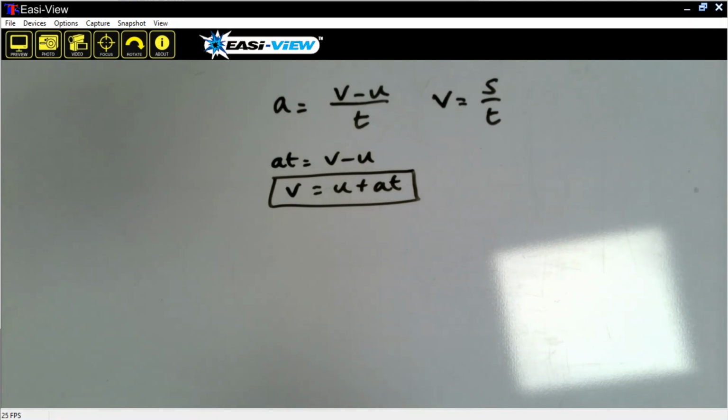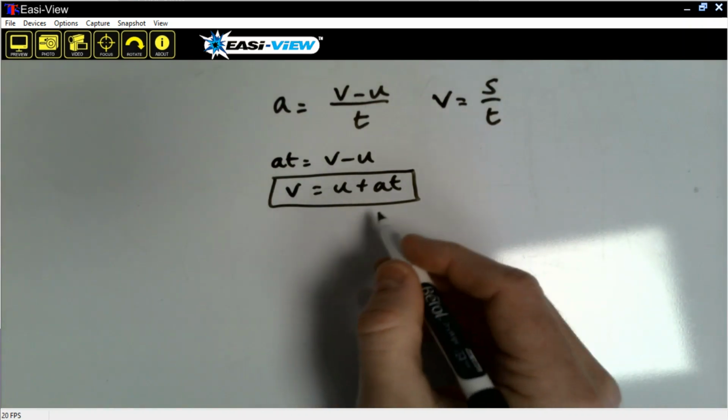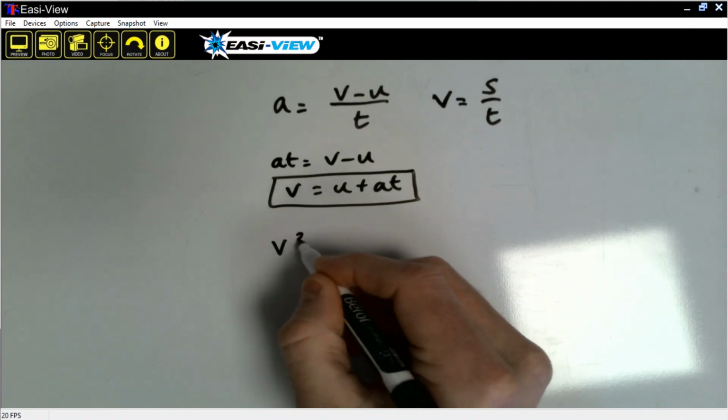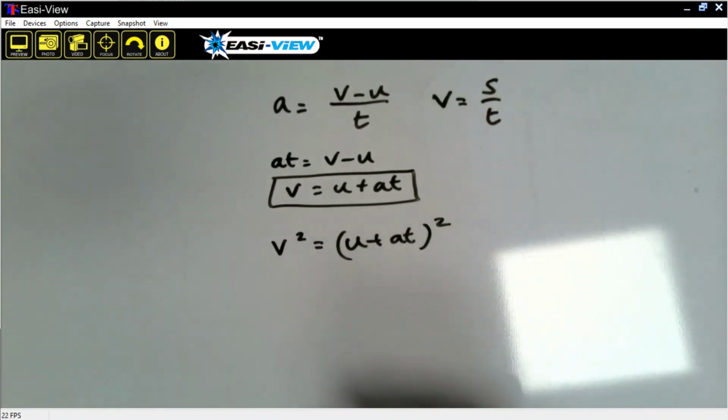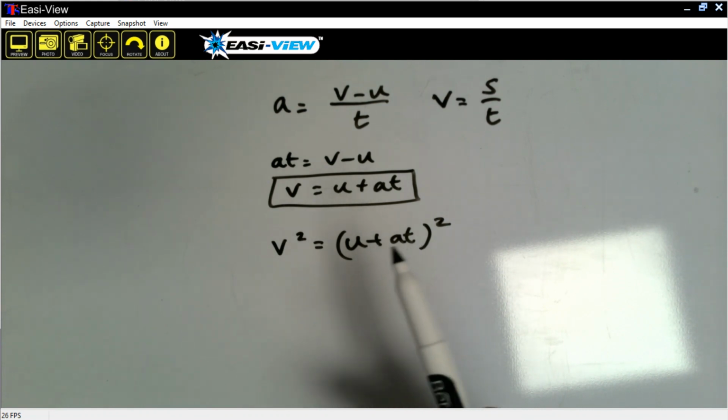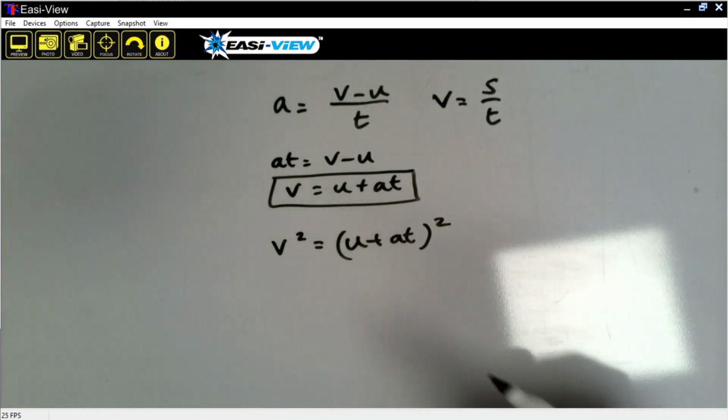Now, if we want one that doesn't have time in it, that has displacement in it, there's a way of doing that. And actually, this v squared equals u squared plus 2as, although it was in GCSE, you can't really derive it unless you've got some other of the equations of motion. So if I square both sides, I get v squared equals (u plus at) all squared. Now, those of you doing A-level mathematics hopefully will spot that I can't just square these. I have to actually multiply them out as if they were two separate brackets.